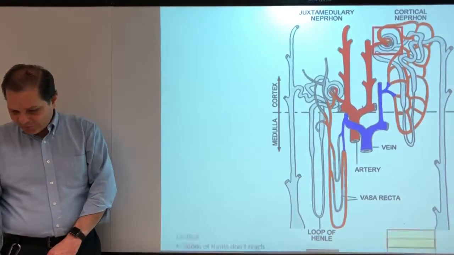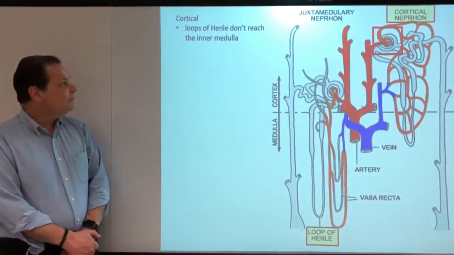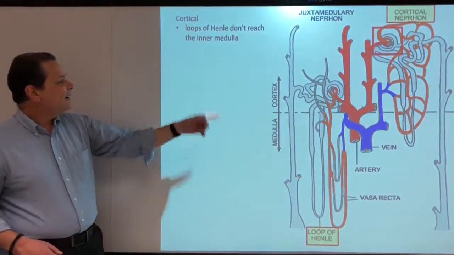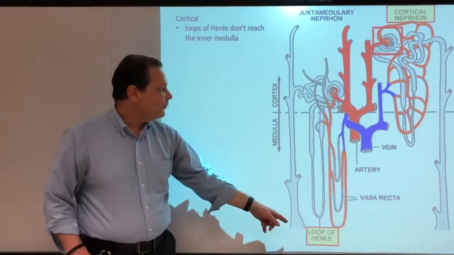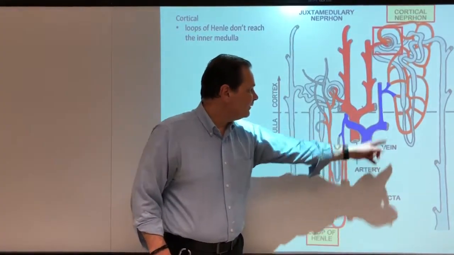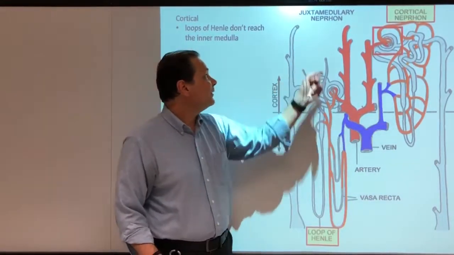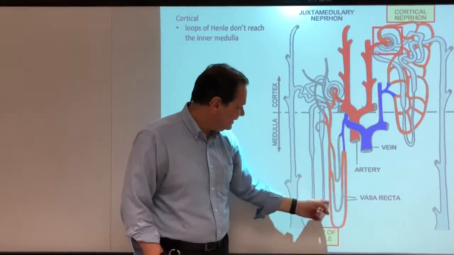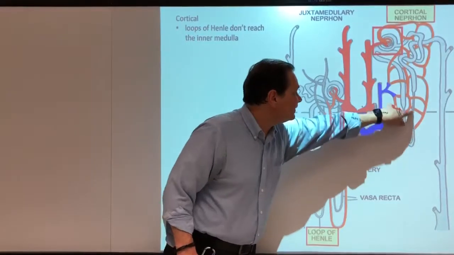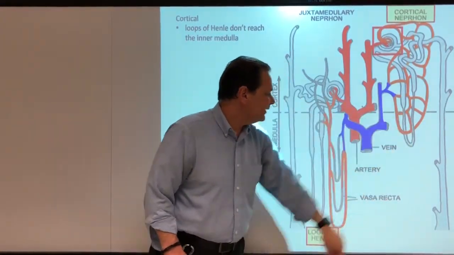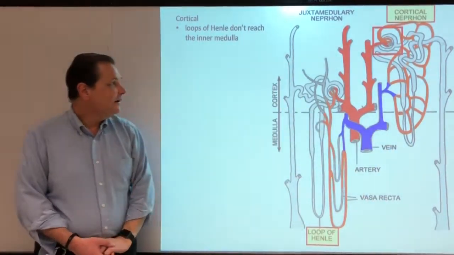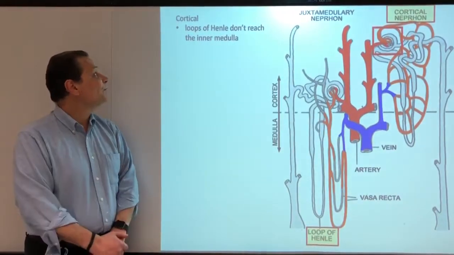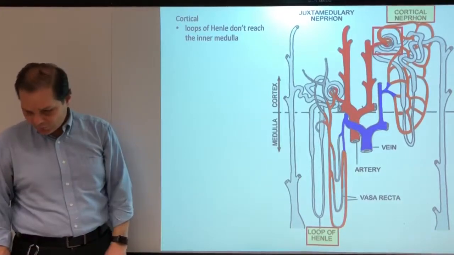So here's another view of that. We have two kinds of nephrons. We have cortical nephrons. Their loop of Henle does not dip into the inner medulla like the one we're going to talk about in a minute, the juxtamedullary. So this is a loop of Henle here, and notice that this doesn't really dip too far into the medulla. It never makes it into the inner medulla. And so these cortical nephrons are really more peripheral, more in the cortex, obviously, the name cortical.